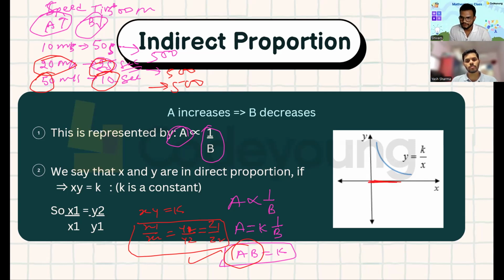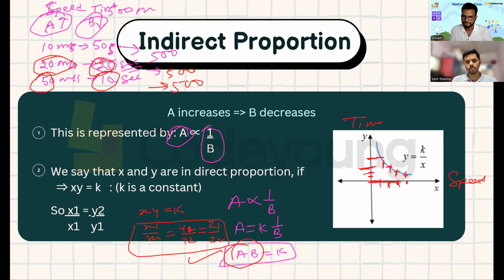X is speed, let's say, and y is time taken. So if speed is increasing, you can see what happens to y? If speed increased, then y is decreased. It is down. Now again increase x, then again you can see y is decreasing. Again increase, and it's again decreasing. It means that when one quantity is increasing, the second quantity is going to decrease.